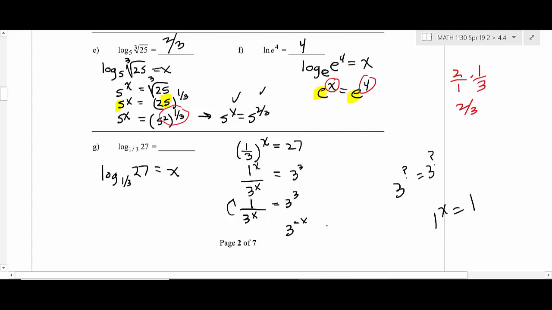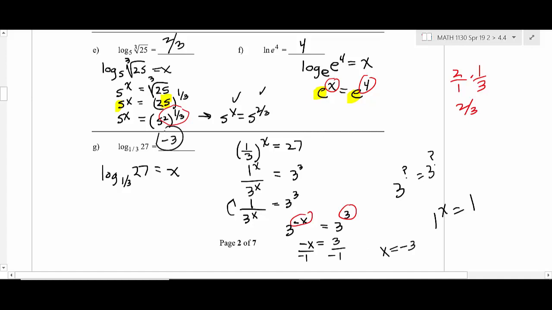The exponent changes. That's equal to 3 to the 3rd. So what you can do now is those things get set equal to each other. So what you would have is negative x equals 3. I think you can solve that equation if you want to by either multiplying or dividing by -1. So you would end up getting x equals -3 would be the answer to that problem.